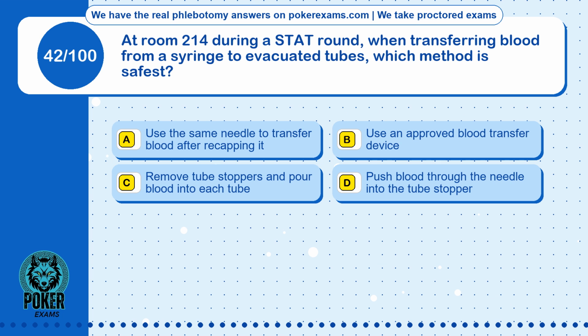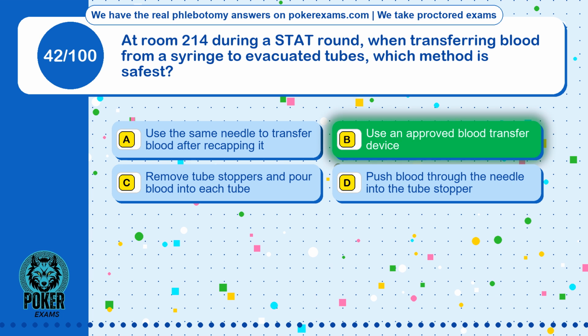Question 42. At room 214 during a stat round, when transferring blood from a syringe to evacuated tubes, which method is safest? Option A. Use the same needle to transfer blood after recapping it. Option B. Use an approved blood transfer device. Option C. Remove tube stoppers and pour blood into each tube. Option D. Push blood through the needle into the tube stopper.